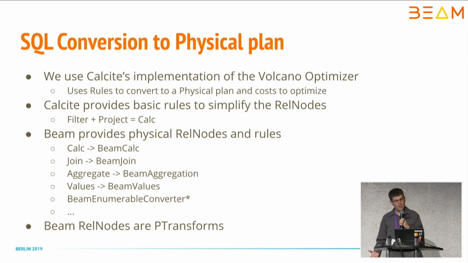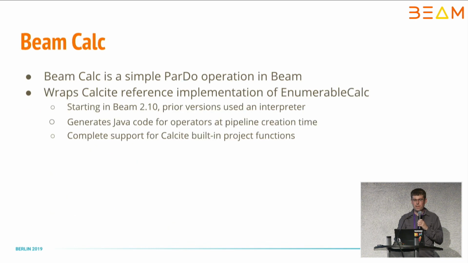The Beam join turns into a join operation. They all basically do what they say they do. But really, they're just Beam PTransforms. So some of the more complicated ones here are Beam calc. And that's really just implementing your SQL ParDo type operations in Beam.